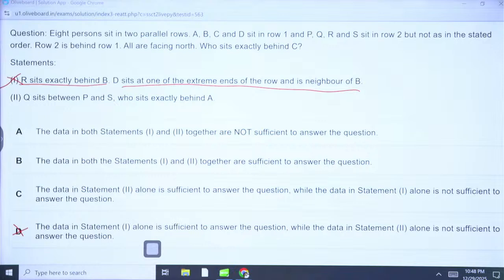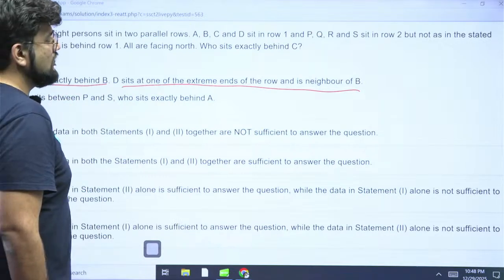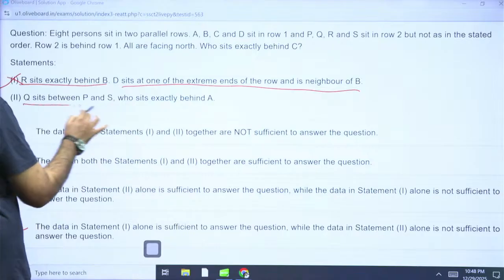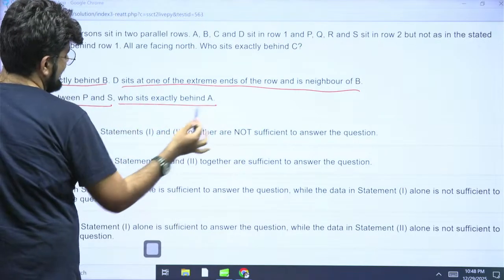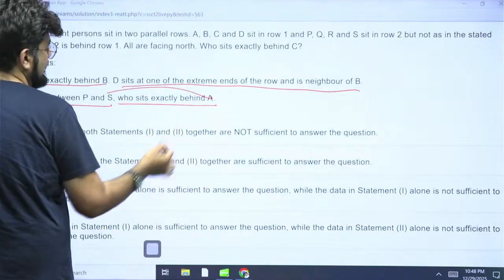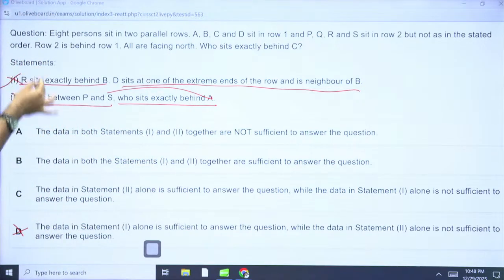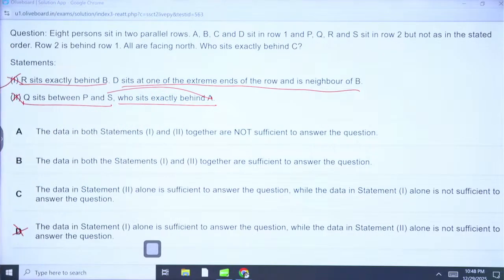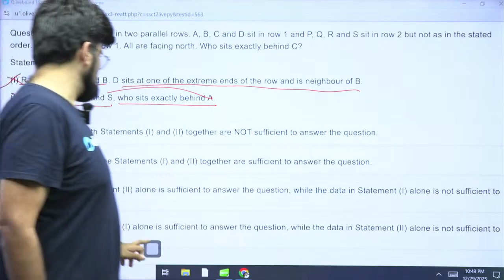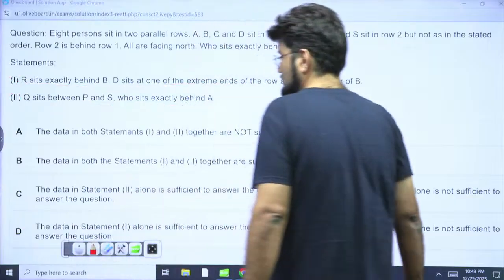Okay. Next is 2. Q sits between P and S. So we know how P, S, Q are sitting. So we'll know R also now. Who sits exactly behind A? So S sits exactly behind A. This is also not sufficient. Even with these two, if you see, R sits behind B, and you know who sits behind who. I think this can probably get you your answer. Most probably it can, I think.